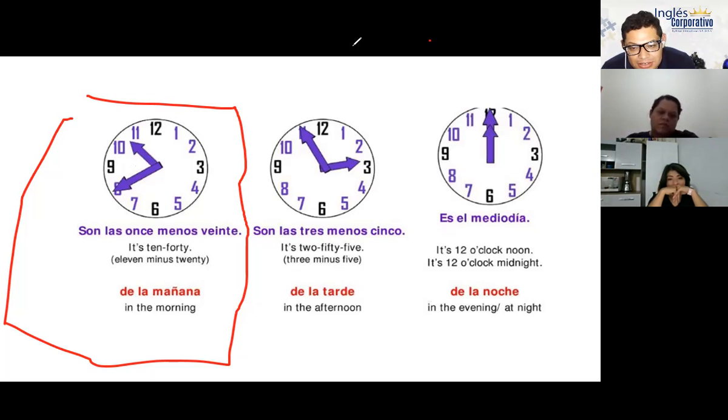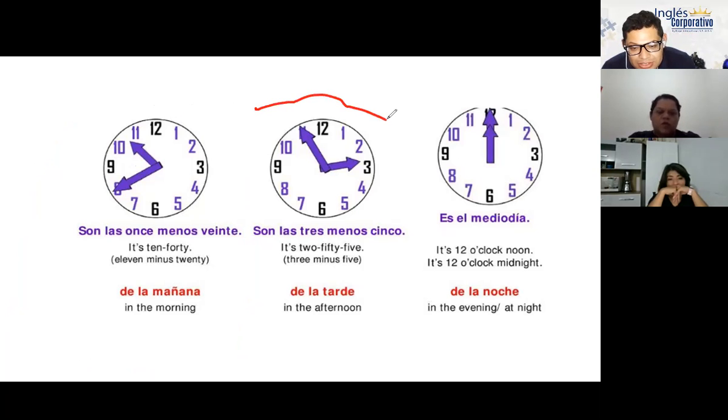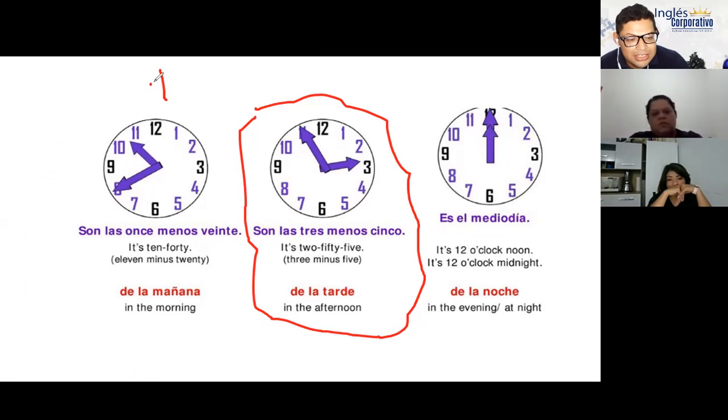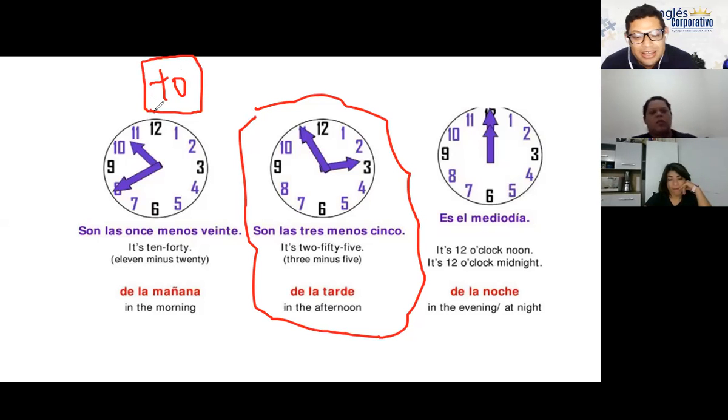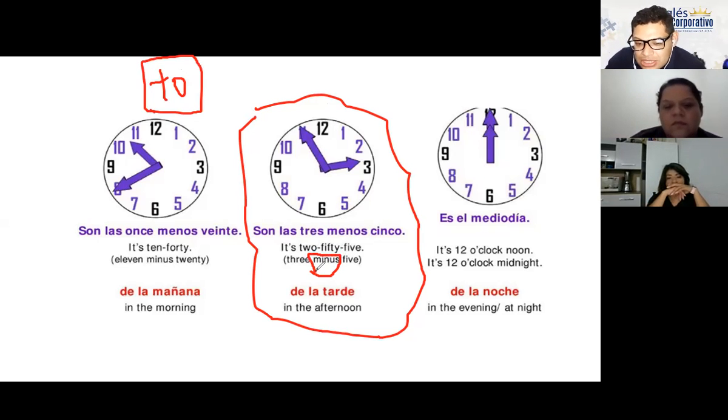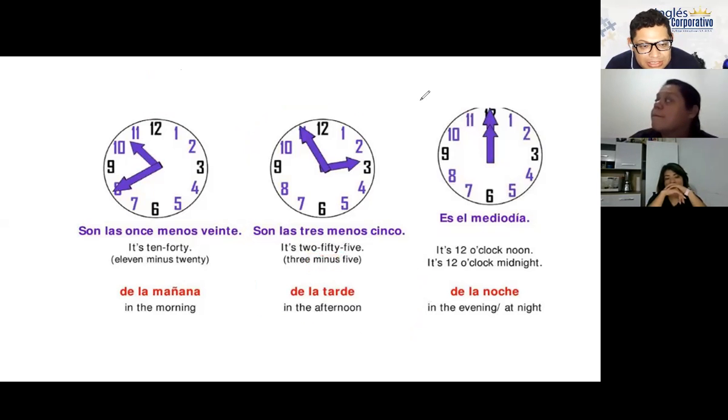Veamos el siguiente. Look at the next one. Son las 3 menos 5. Esto es cuando usted, por ejemplo, dice la palabra menos. ¿Se acuerdan qué significaba el to que vimos? Para. Significaba para. Pero ahora yo quiero decir menos. Entonces, vamos a decir minus. Y ahí vemos, miren, pero yo quiero decir que son las 3 menos 5. Entonces decimos, it's 2:55 or 3 minus 5. Look at the example here. Y de la tarde decimos in the afternoon. ¿Cómo sabemos el tiempo? In the afternoon.